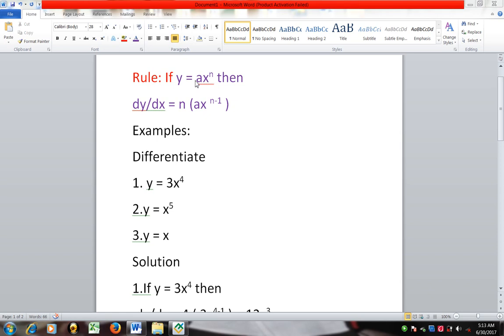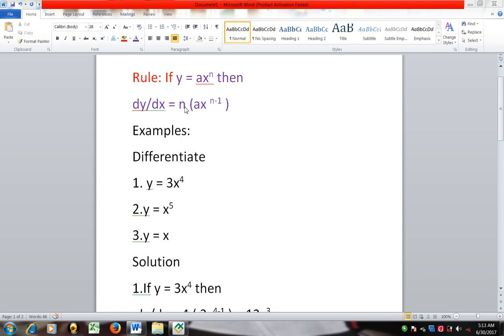we'll bring this n, which is the power of x, out here. Okay, so we say n, then we'll subtract 1 from the power. So that means we have differentiated the function. We use the power to multiply the function, and the new power is n minus 1. So the power multiplies the function, and the power is reduced by 1. Bring the power down here, then subtract 1 from the power of the function. Those are the two things that we do.